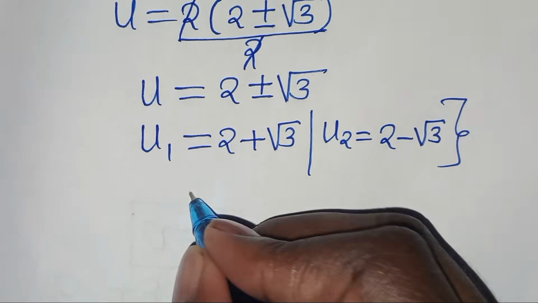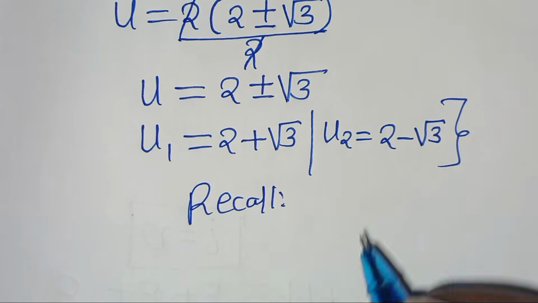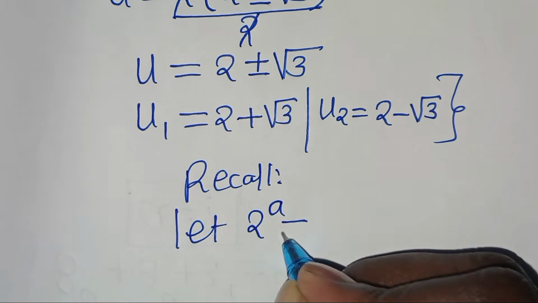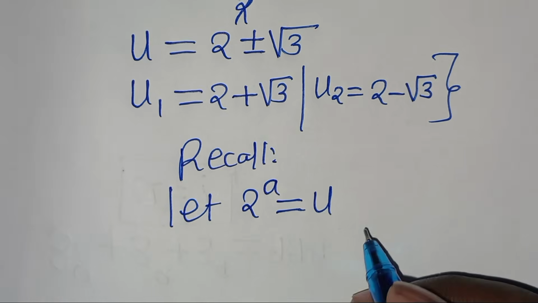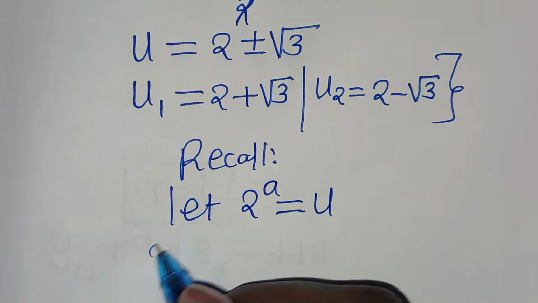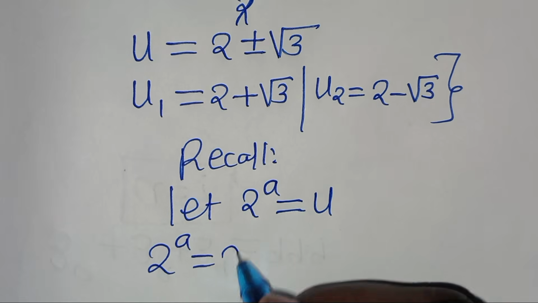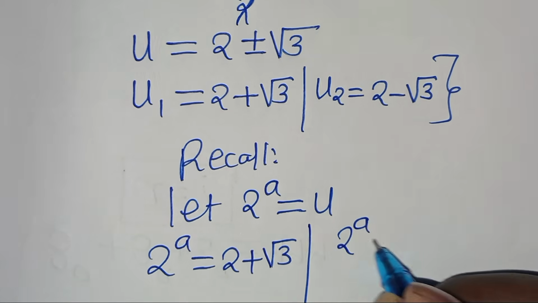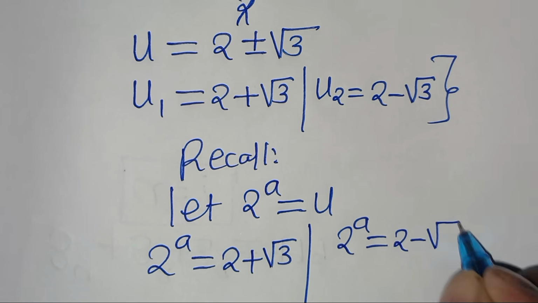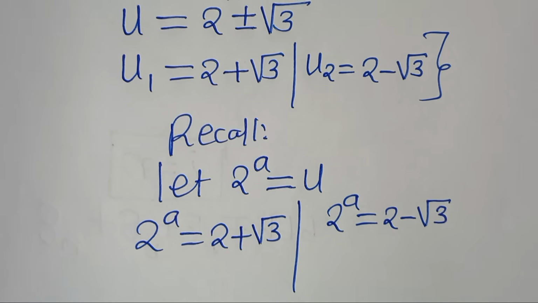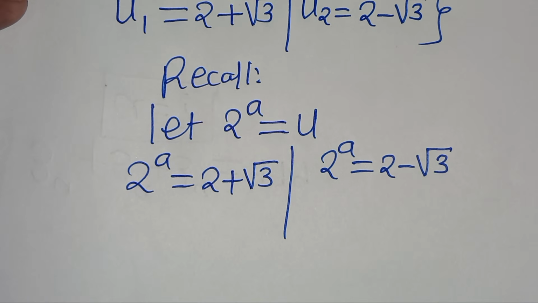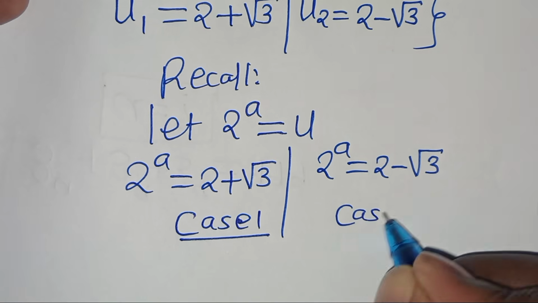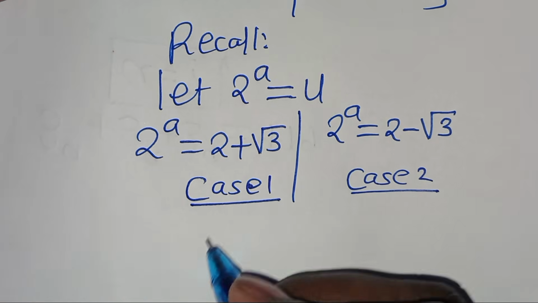The next step is that, if you recall, we let 2 to the power of a be equal to u. So let's start with u1: 2 to the power of a is equal to 2 plus the square root of 3. Then we have 2 to the power of a equal to 2 minus the square root of 3. This is case 1, and this is case 2. So let's start with case 1 here.